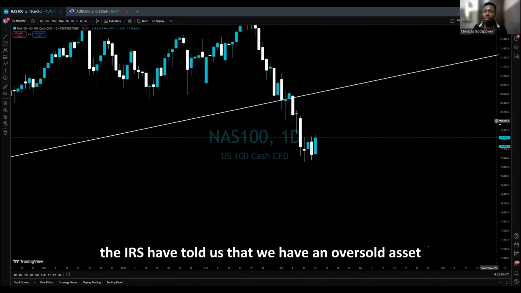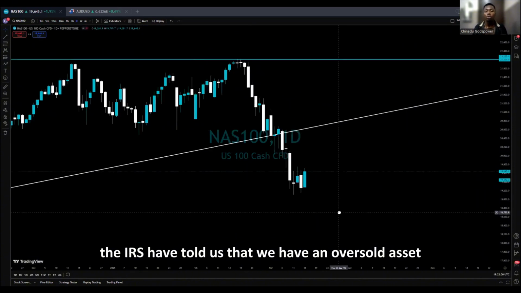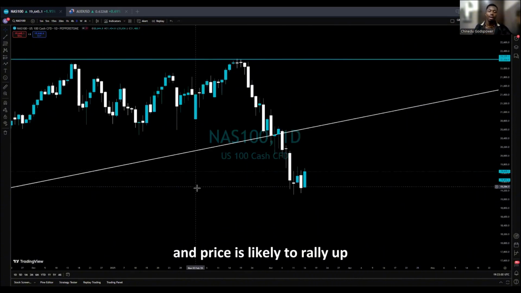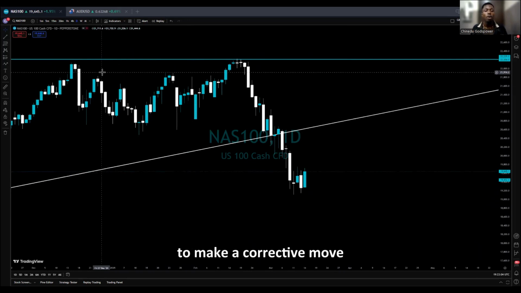So now, because the RSI has told us that we have an oversold asset, price is likely to rally up to make a correctional move, because for every possible move, there's a correctional move. We all know this. If you don't know this, you need to go down to my playlist and go to the NAS100 content.